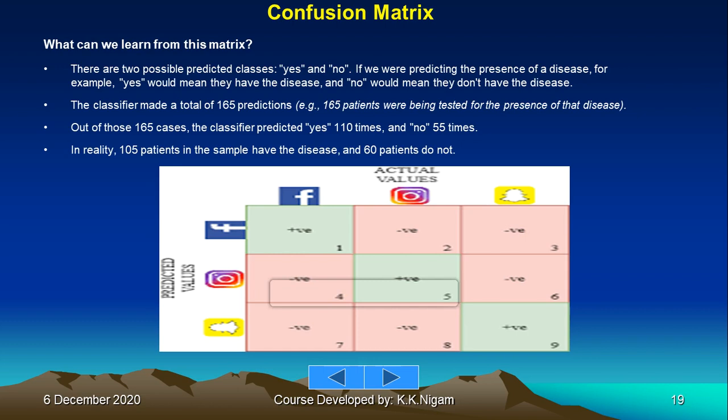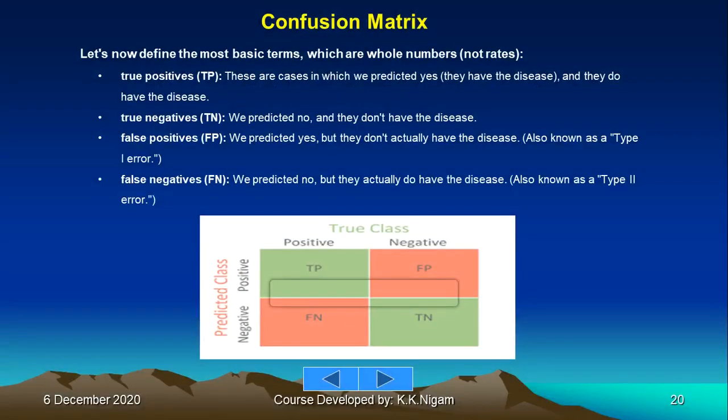The classifier made a total of 165 predictions. That is what we have seen, N is equal to 165. So for example, 165 patients were being tested for the presence of that disease. Out of these 165 cases, the classifier predicted yes 110 times and no 55 times. In reality, 105 patients in this sample have the disease and 60 patients do not have the disease. That is where this confusion matrix is very, very helpful.